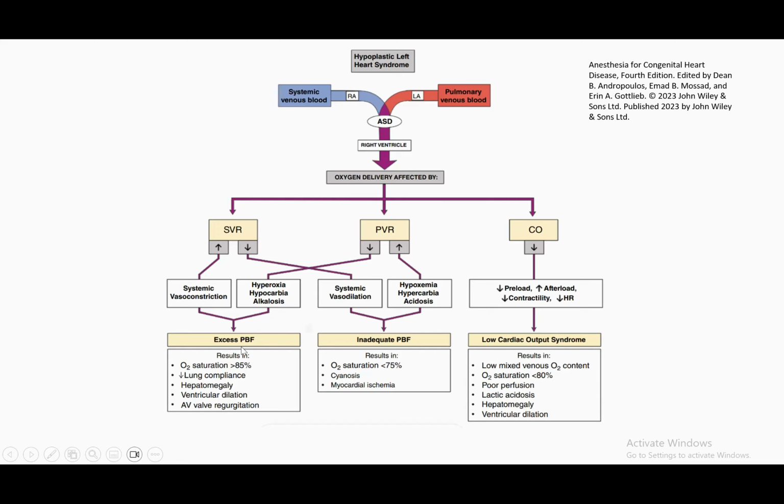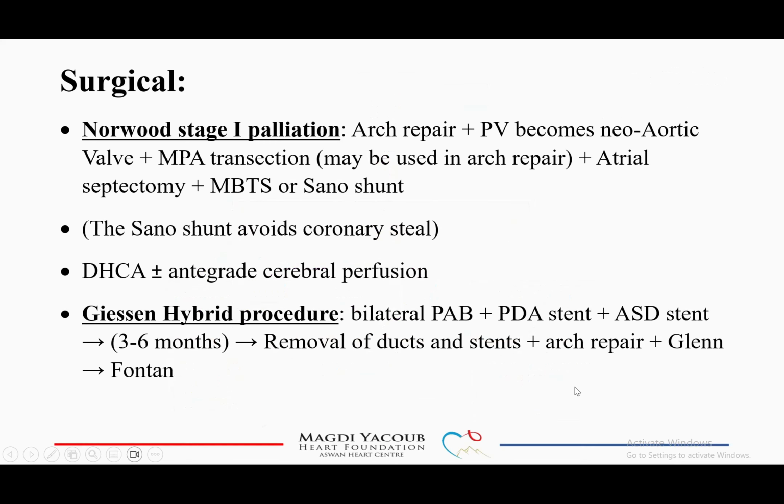An excess pulmonary blood flow would cause high oxygen saturation, decreased lung compliance, lung congestion, hepatomegaly, ventricular dilatation, and AV valve regurgitation. If the lung is oligemic, the saturation is low, with cyanosis and myocardial ischemia. If the cardiac output to the aorta is low, there is low mixed venous oxygen saturation, high oxygen extraction ratio, low oxygen saturation, poor perfusion, lactic acidosis, hepatomegaly, and ventricular dilatation.